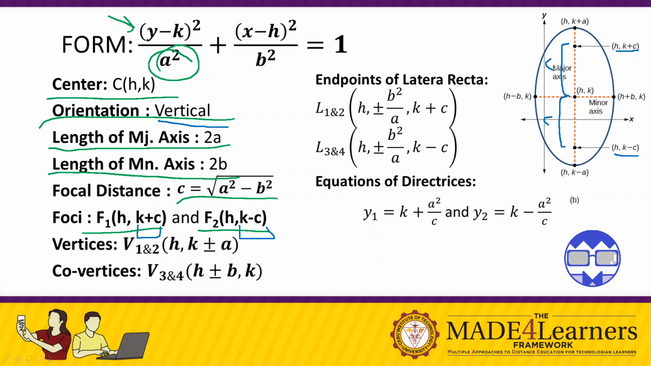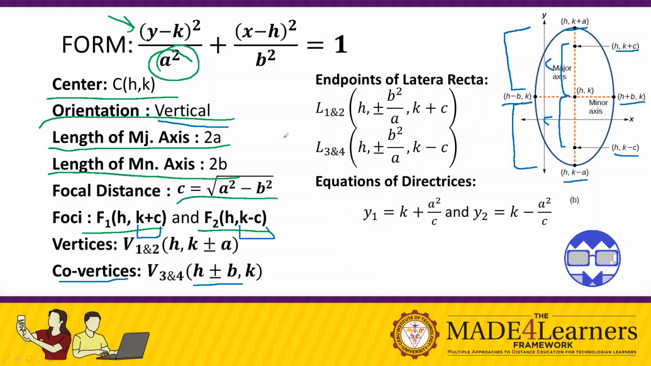Then for the vertices, now the vertices are vertical because our orientation is vertical. So here we add our a at the k part of our point. Add a or minus a because there are 2 points. This is our V1 and V2. Then for the co-vertices, it's the opposite. If you add and subtract at the vertical part for the vertices, for the co-vertices we will add or subtract b at the horizontal part, which is this part here in the graph.